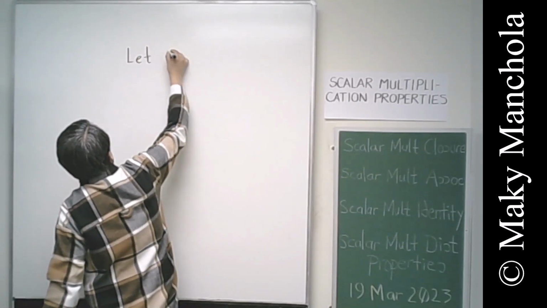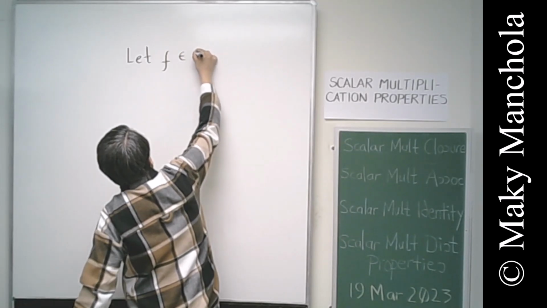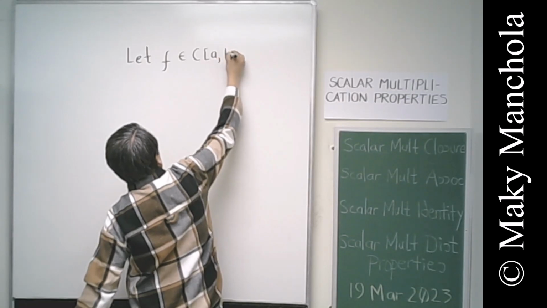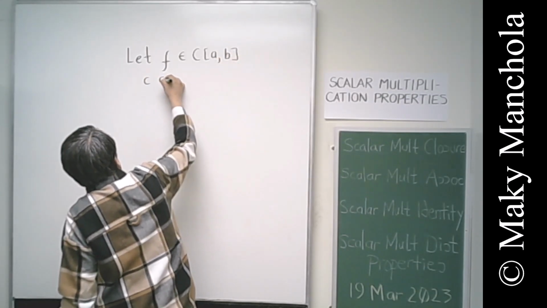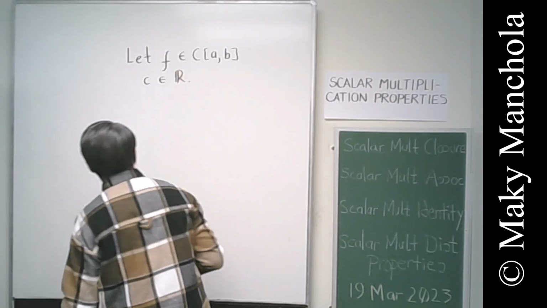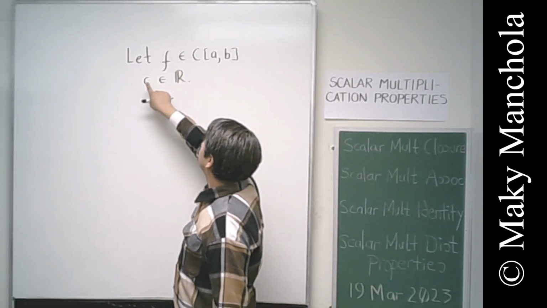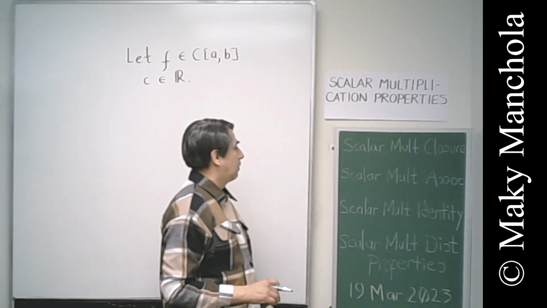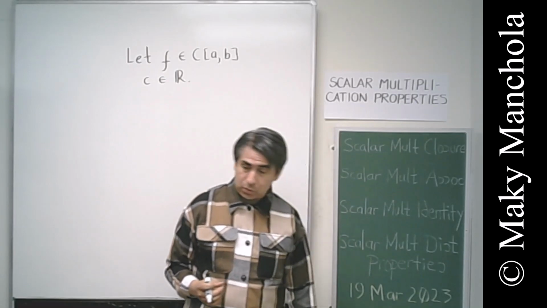So let f be in the set of continuous functions in the closed interval from a to b, and c be a constant, a real constant. How do we define the function multiplied by the constant c? That's a scalar multiplication, as we will show.